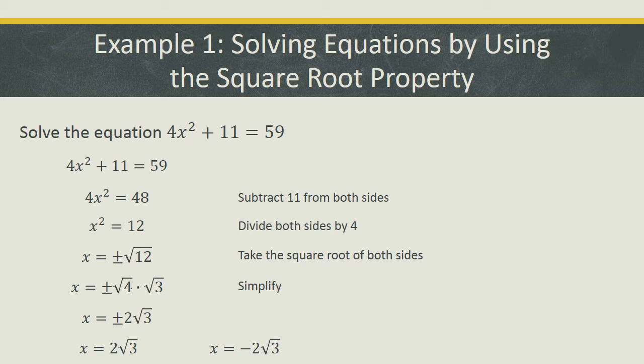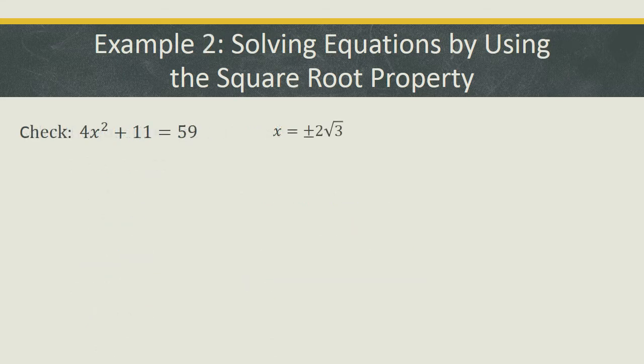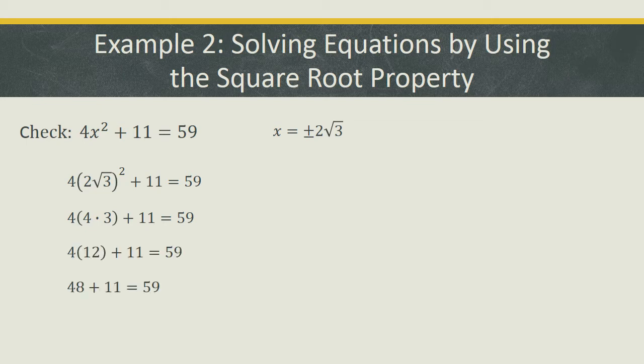After you took the square root and found what your x equals, you can also go back and check it to make sure you're right, just like we do everything else. So to check it, we're going to plug in 2 square roots of 3 and negative 2 square roots of 3. When you square 2 square roots of 3, this is 2 times the square root of 3. This squared goes to the 2, so 2 squared is 4, and square root of 3 squared is 3. So it's 4 times 3 plus 11. 4 times 3 is 12. 4 times 12 is 48. 48 plus 11 equals 59. So that one checks out.